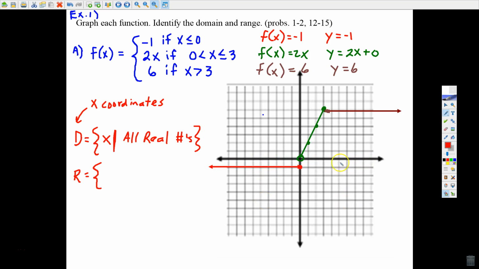Okay, now let's talk about the range. Well, if the domain were following along the x-axis, for the range now we're following along the y. And let me just make a couple of marks here. This graph, if we were to compare it to the y-axis, extends up to this point and extends down to this point in total. It does not go above this line, which is y equals 6, and it does not go below this line, which is y equals -1.